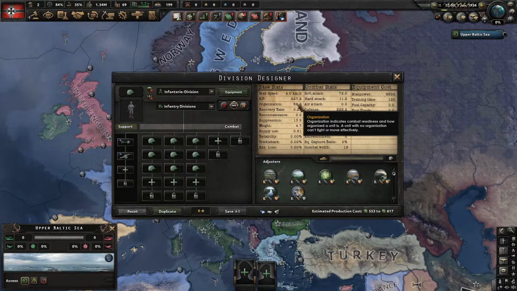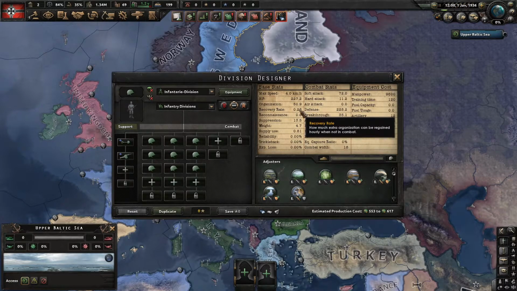Infantry units have the highest organization, so it's always good to mix a type of infantry unit, whether it's normal or motorized or mechanized, into your divisions, because that will raise the organization and will make your units fight better.